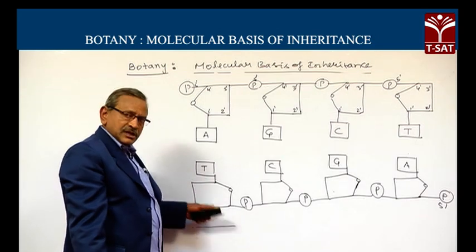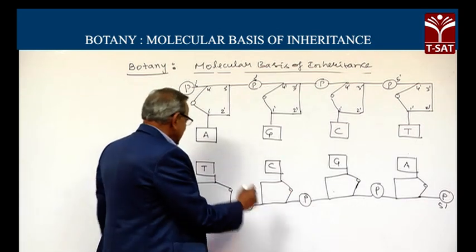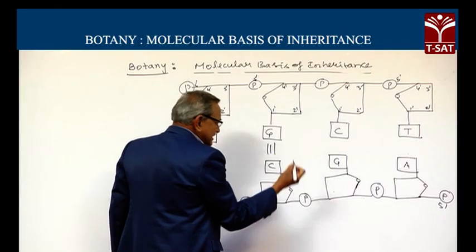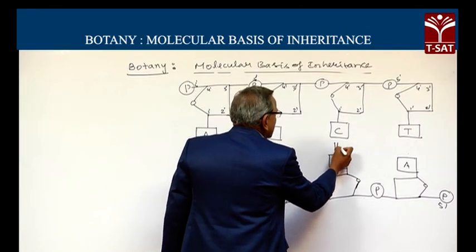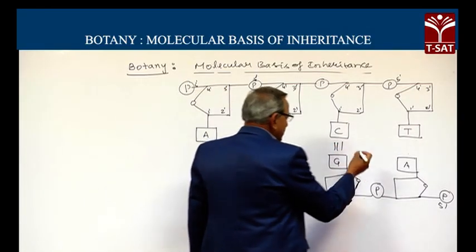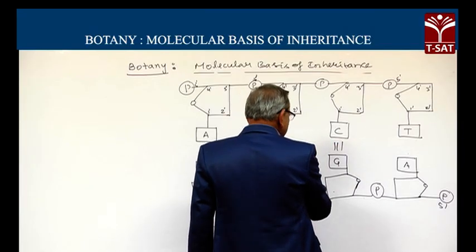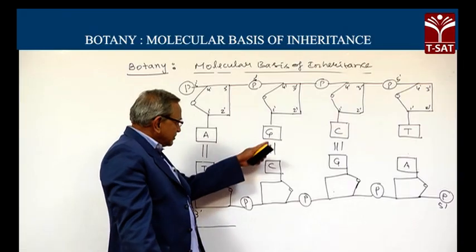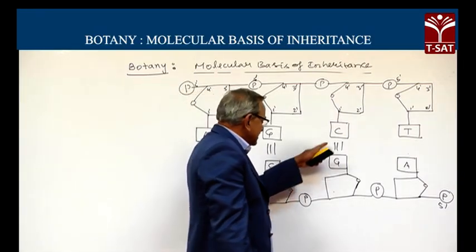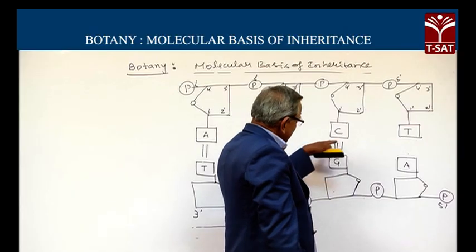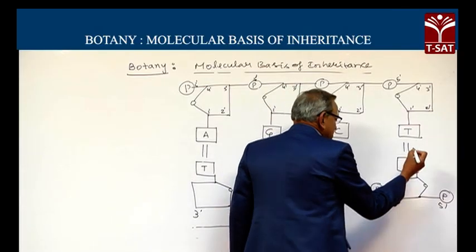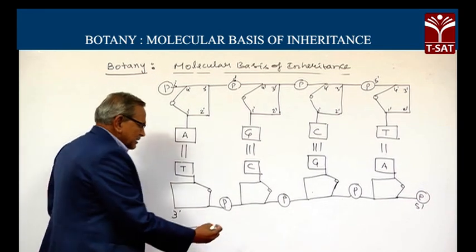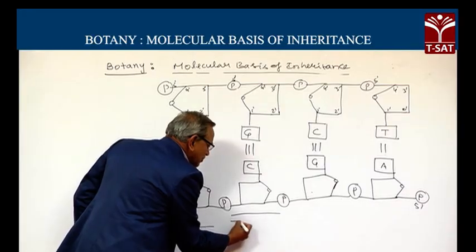If another strand is also formed, it will be like this. Between this A and T, 2 hydrogen bonds will be there. Between this G and C, 3 hydrogen bonds will be there. Between C and G, 3 H bonds will be there. And these are 2 H bonds between A and T, 3 H bonds between G and C, 3 H bonds between C and G, and 2 H bonds between T and A, each formed in a single line. It is shown like this.